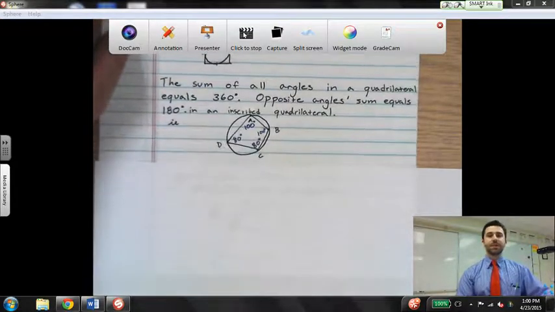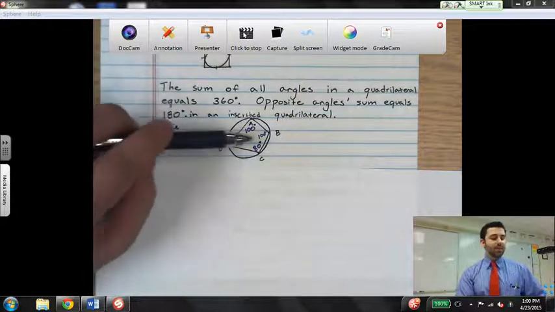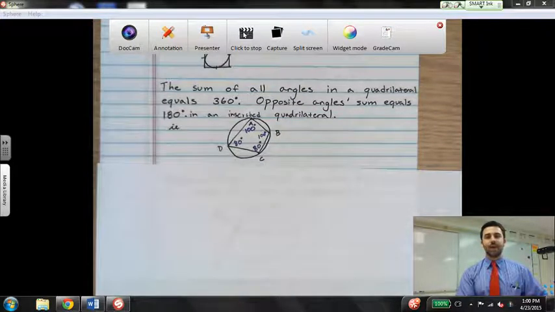We know that the sum of all angles in a quadrilateral equals 360 degrees. The sum of opposite angles equals 180 degrees in an inscribed quadrilateral. So in this example, I have an inscribed quadrilateral. The opposite angles add up to 180.